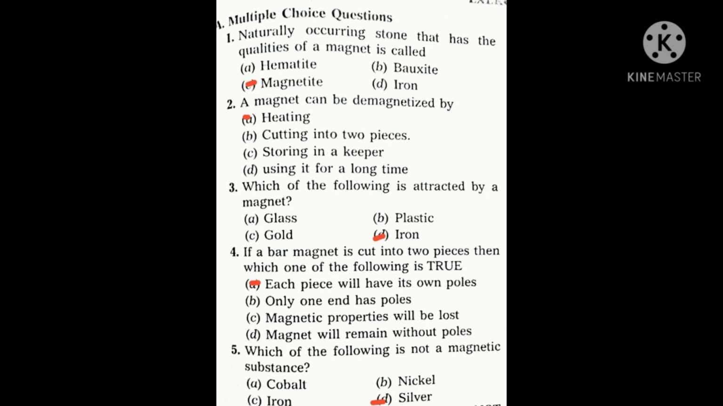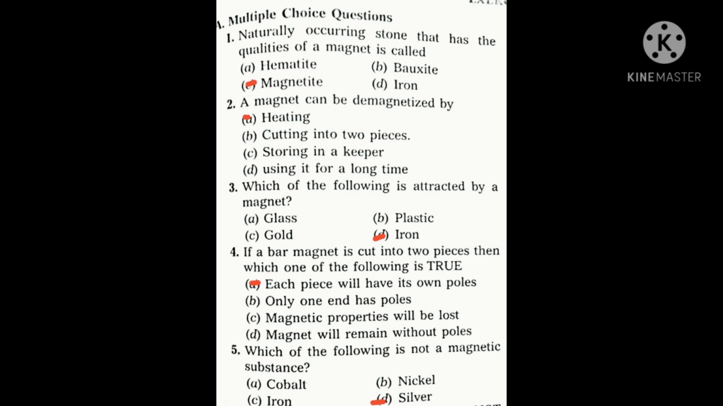Fourth one, if a bar magnet is cut into two pieces, then which one of the following is true? Each piece will have its own poles. Only one end has poles. Magnetic property will be lost. Magnet will remain without poles. The answer is each piece will have its own poles.